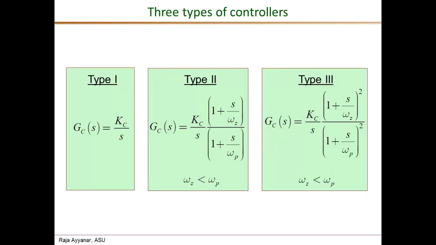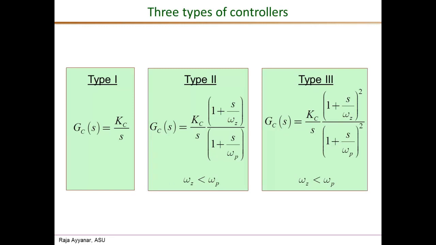And type 3 is once again the integrator, which is required in all the controllers for zero steady state error. In addition, it has 2 zeros and 2 poles. Both of these zeros, omega z, are at the same location, and both the poles are also at the same location, omega p, but omega z has to be less than omega p once again to have a phase boost.